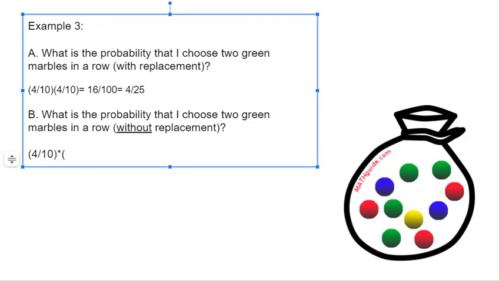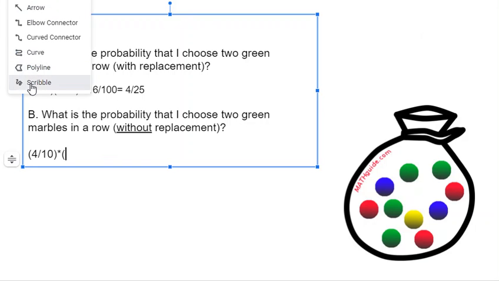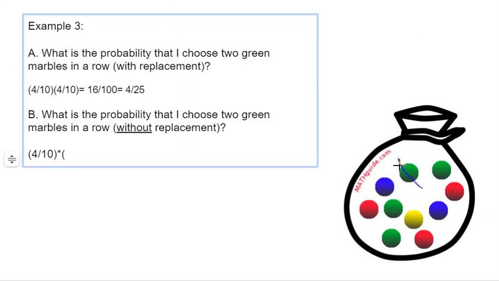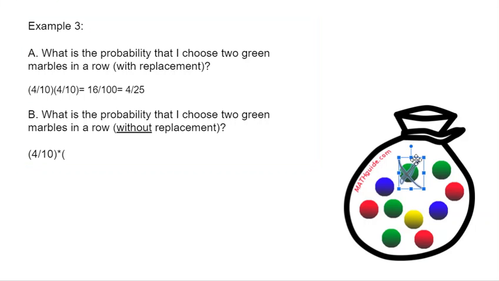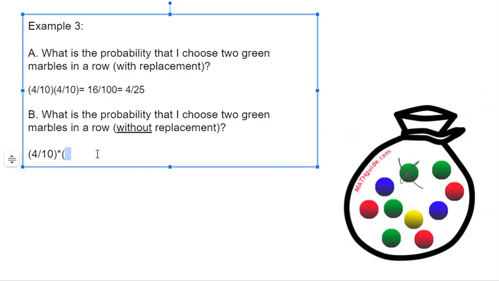All right, but then I took one of those out, so I'm going to mark it off. Okay, that's gone. So now I only have how many green left? I only have 3 green left, and I don't have 10 marbles altogether. I only have how many marbles altogether? Do you guys see that? I took a marble out. So now I only have 3 green out of 9. So I just get a slightly different answer. It didn't change a whole lot, but it did change. So I've got 4 times 3 and 10 times 9.